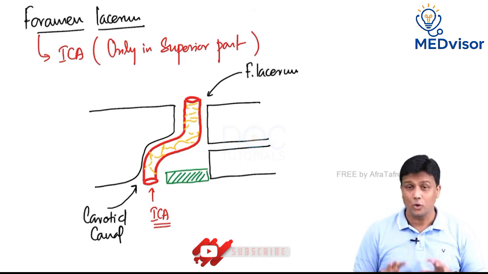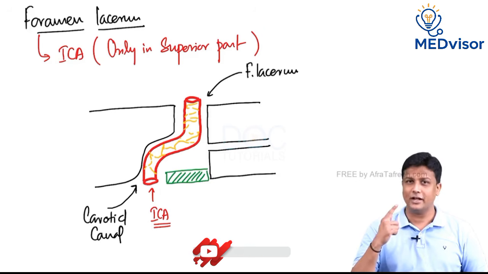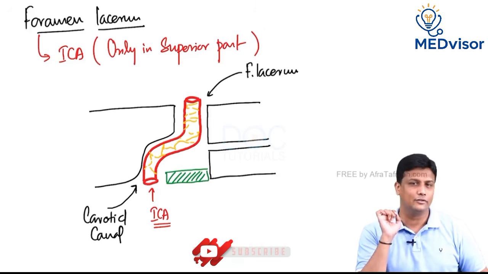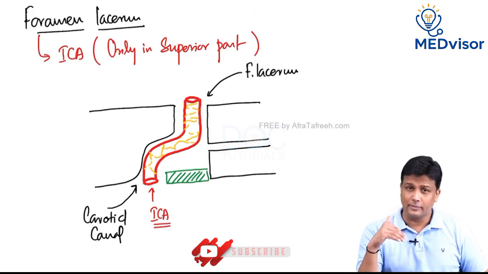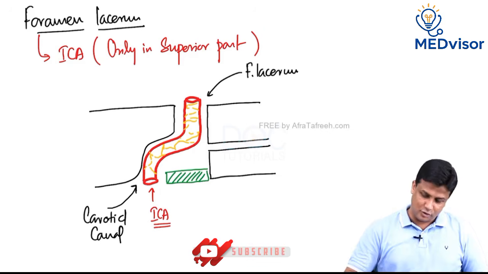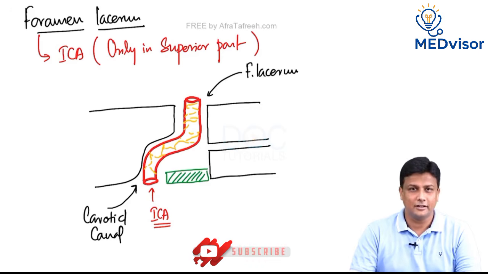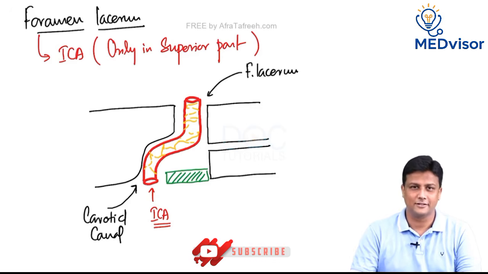Okay, so for now, concentrate on the internal carotid artery. It's not passing throughout the foramen lacerum, it's present only in the upper part of the foramen lacerum. Why? Because lower part is actually closed by the cartilage over there. Done. So this completes all your cranial foramens and the structures passing through them in a crystal clear and conceptual manner, guys. That's all.